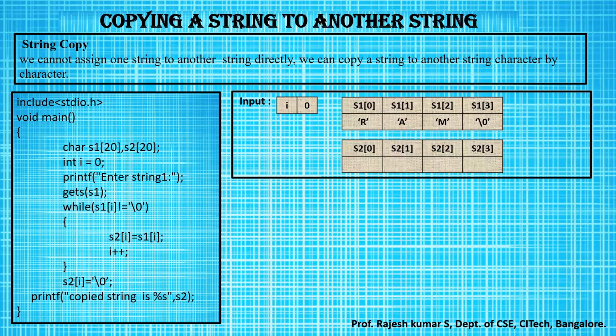For example, if the input given here is Ram, it is stored in the S1 array. If I want to copy Ram into the S2 array, first I have to copy R, then I have to copy A, then I have to copy M, then I have to insert a null character at the end of the second string. How do we do this? Let's see the logic.